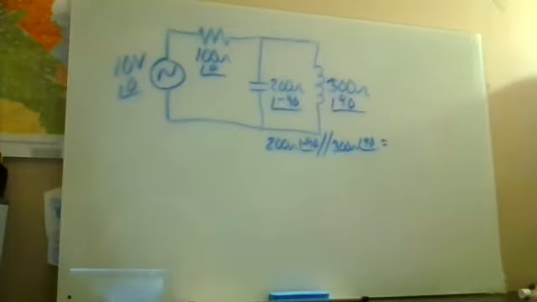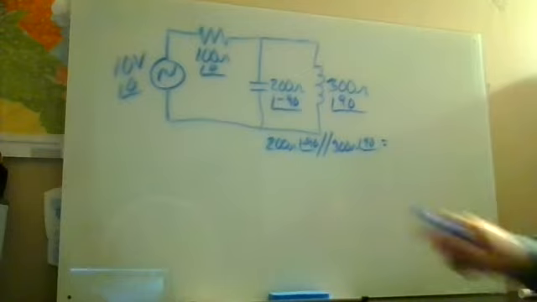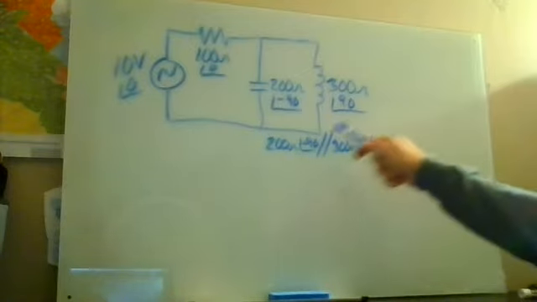So how do I find Z total in parallel? I got to put everything in parentheses before I do my shift reciprocal. So I put open parentheses, 200 ohms at an angle of -90, close parentheses, shift reciprocal, plus open parentheses, 300 at an angle of 90, close parentheses, shift reciprocal, equals, shift reciprocal, equals. So somebody do that and tell me what you get for a Z total just for these two in parallel.